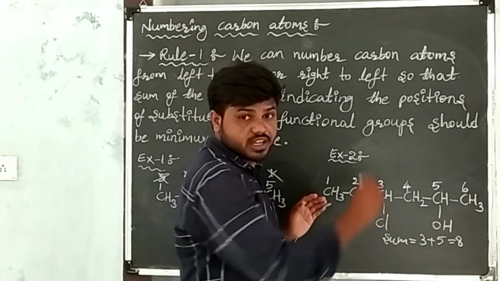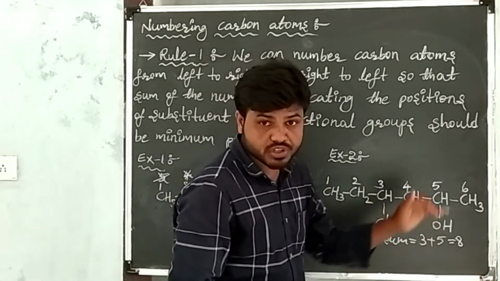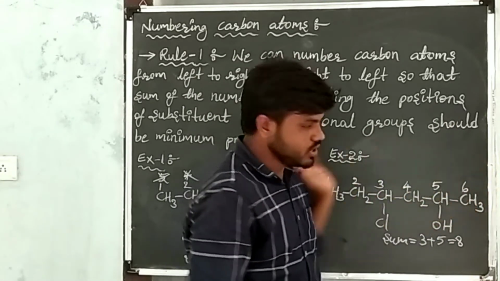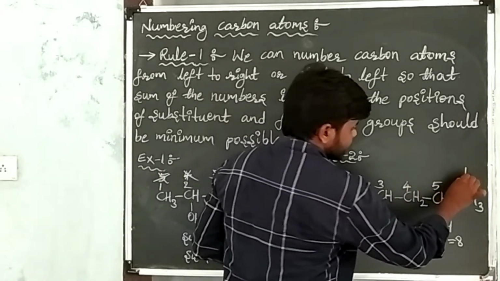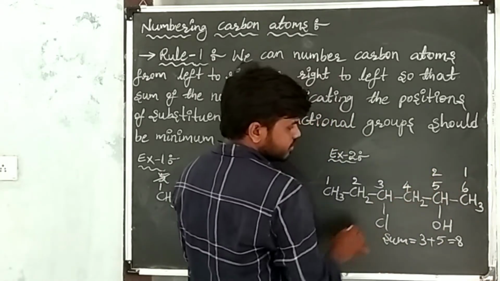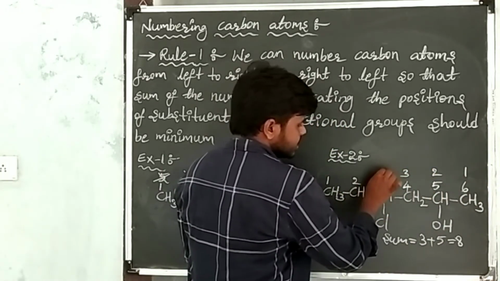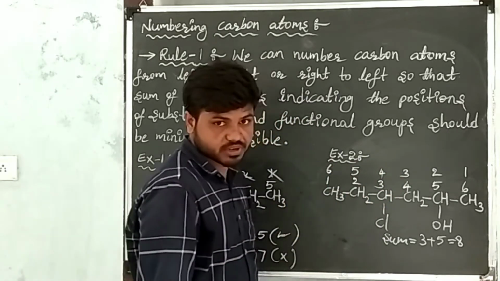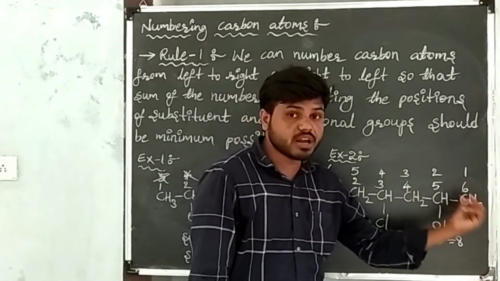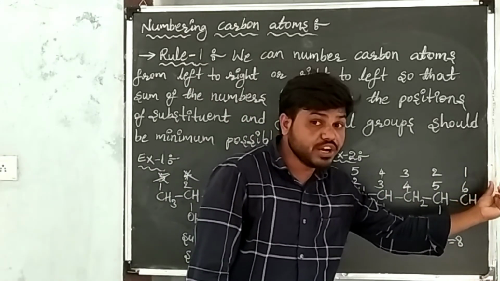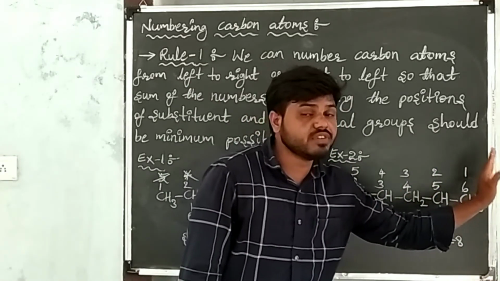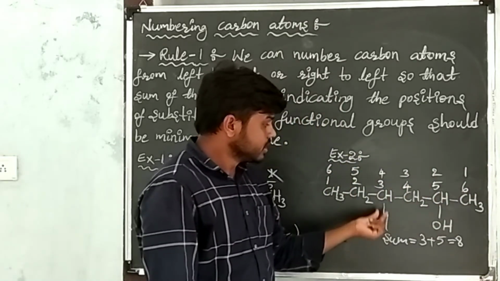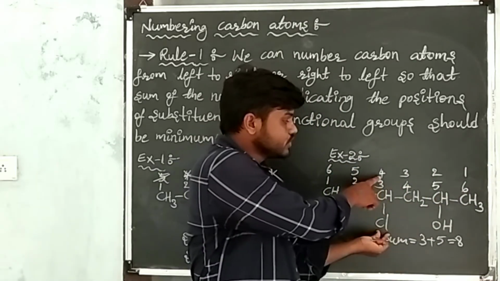Another case, right to left. Now give the numbers to the carbon atoms from right to left. So this is first carbon, this is second carbon, this is third carbon, this is fourth carbon, this is fifth carbon and this is sixth carbon. At that time, the position of chlorine is fourth carbon.